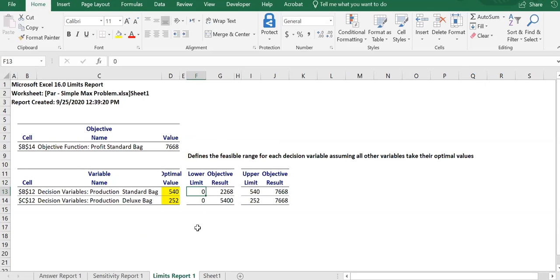So that's what we get from the limits report. This is usually the least important one, because at the end of the day, the most important thing that we get is from the answer report.